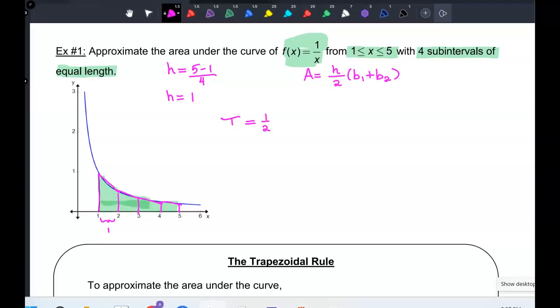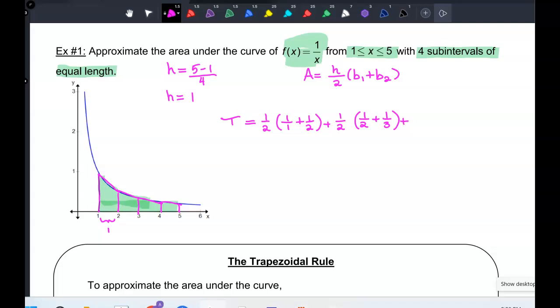Okay, so we have h over 2, so 1 over 2. Base 1. So remember, I'm plugging the endpoints into the function. So base 1 is 1 over 1, base 2 is 1 over 2. Plugging into 1 over x. Next one. Well, the height from 2 to 3 is still 1 over 2. Plug in 2, base 1 is a half. Plug in 3, base 2 is 1/3.